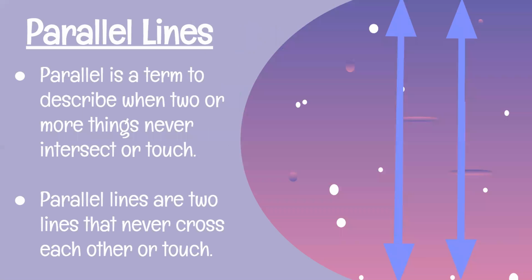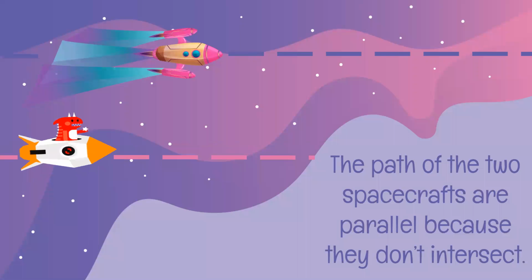Now we're going to move on to types of lines, like parallel and perpendicular. First of all, parallel is a word to describe something that never meets or never touches. When we're talking about parallel lines, we're talking about two lines that go in the same direction and never cross each other. Here you can see the two spaceships are going in parallel directions because they're not crossing each other's path, because that would probably be dangerous.